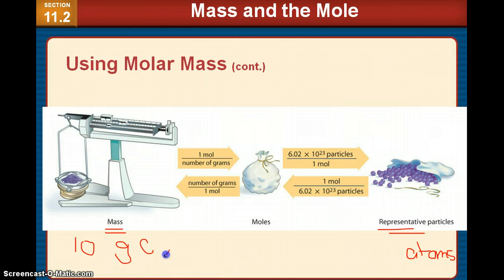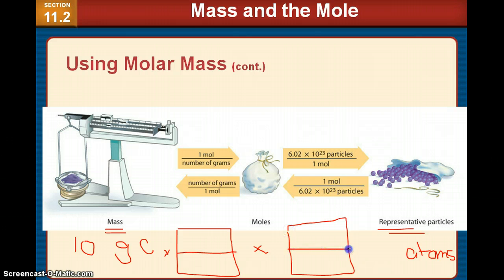Okay, I need to get there, but there's 2 steps. There is no conversion straight from grams to atoms. So I need to actually have 2 conversion factors in here. The first one that I want to get rid of is grams. So where does grams need to go? It needs to go on the bottom so that I can get rid of it.